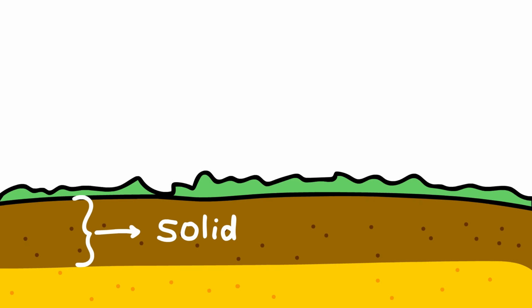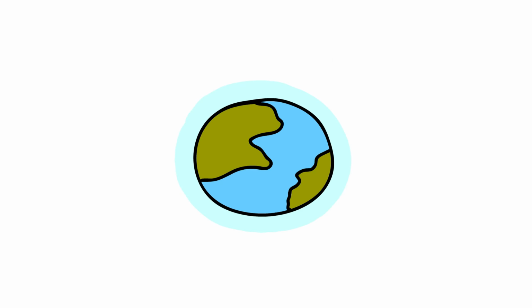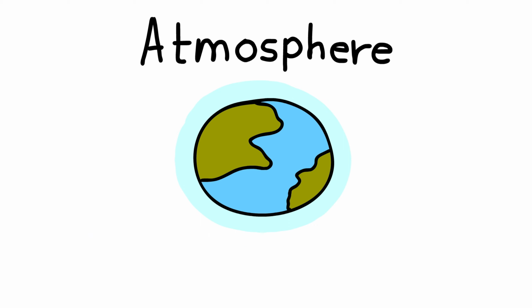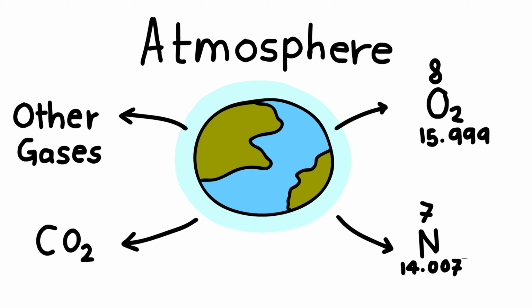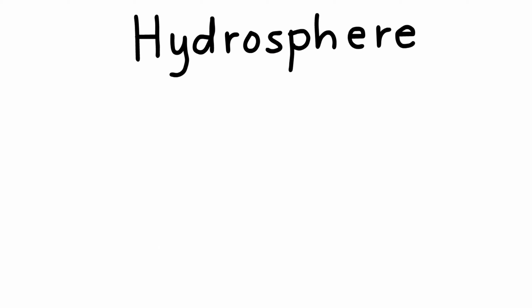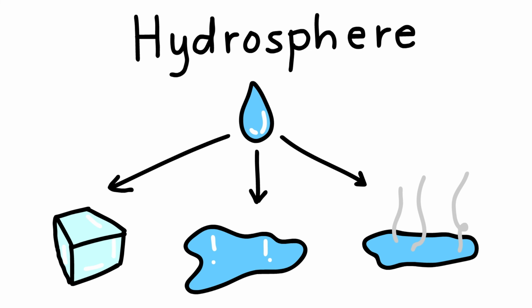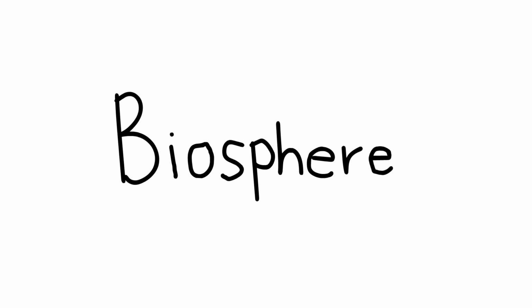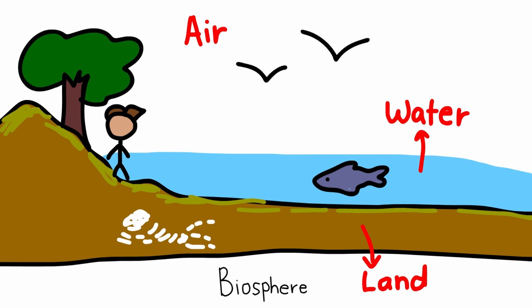The solid portion of the Earth on which we live is called the lithosphere. The gaseous layers that surround the Earth is the atmosphere, where oxygen, nitrogen, carbon dioxide, and other gases are found. Water covers a very big area of the Earth's surface, and this area is called the hydrosphere. The hydrosphere comprises water in all its forms, that is, ice, water, and water vapor. The biosphere is the narrow zone where we find land, water, and air together, which contains all forms of life.